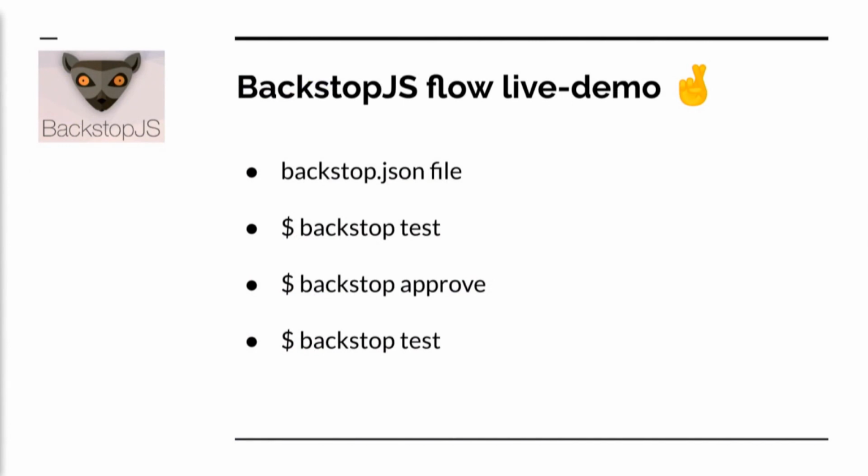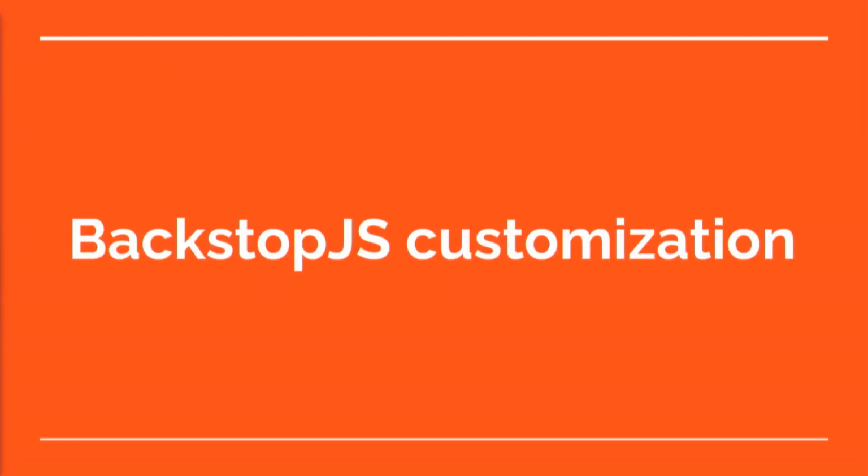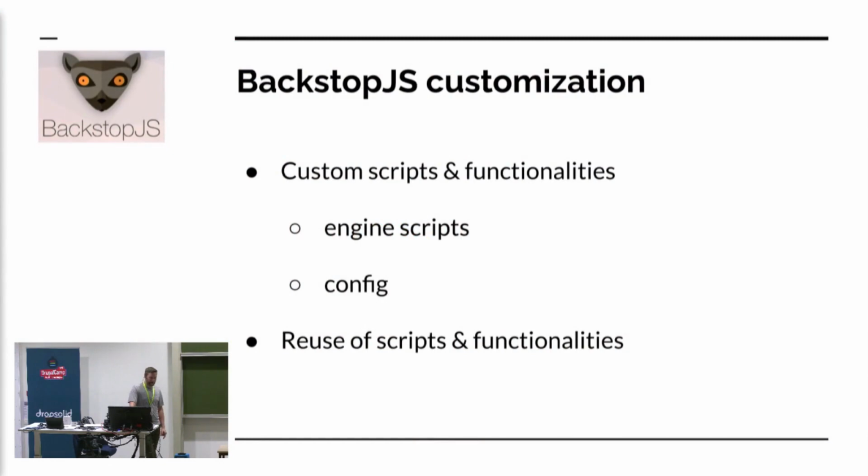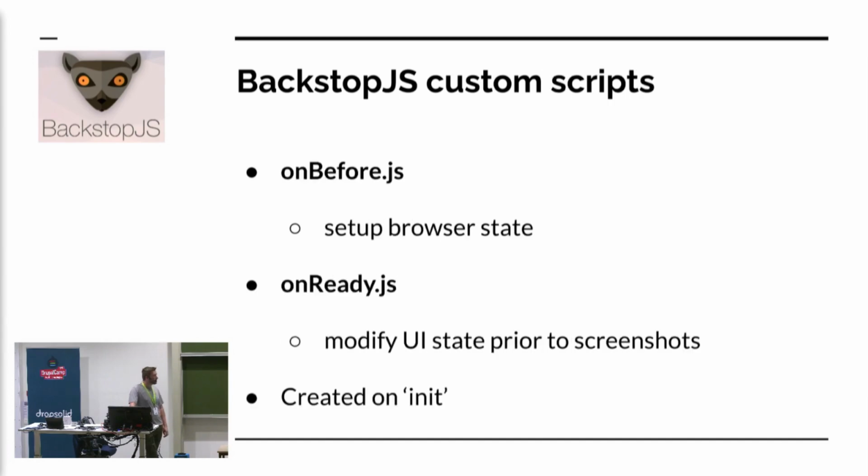In short, when you have a backstop.json file, you can just run backstop test, approve, or reference, and then test again, for example. Now some examples and explanation about how you can customize BackstopJS. All the scripts can be customized. You can add your own scripts. When you run backstop init, it provides the default onReady and onBefore scripts, but you can add to those or delete, for example.